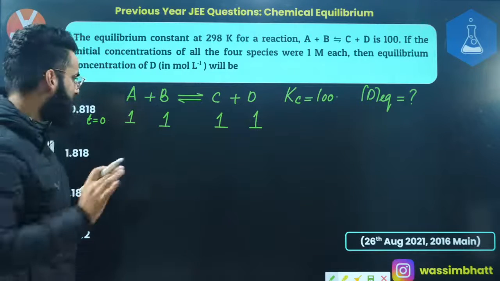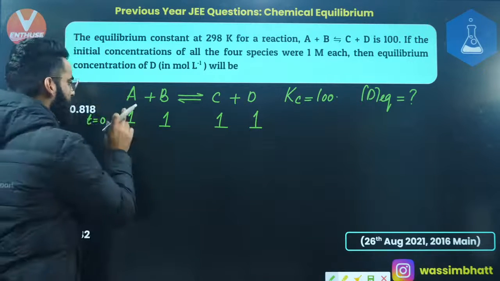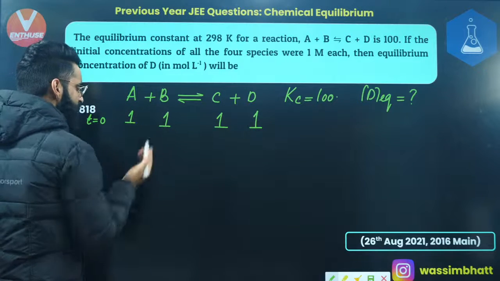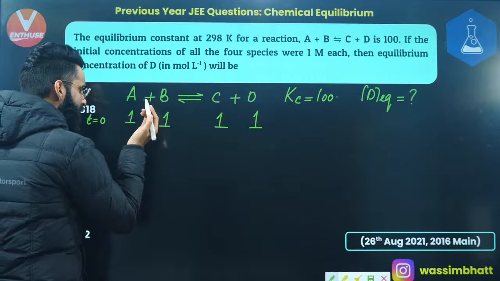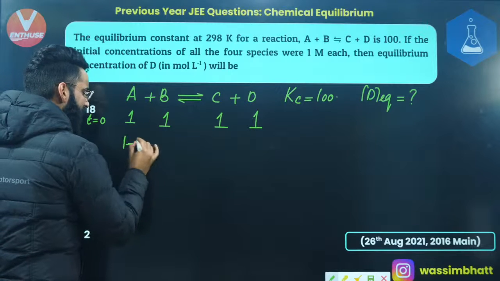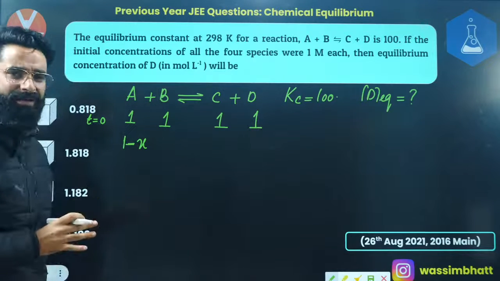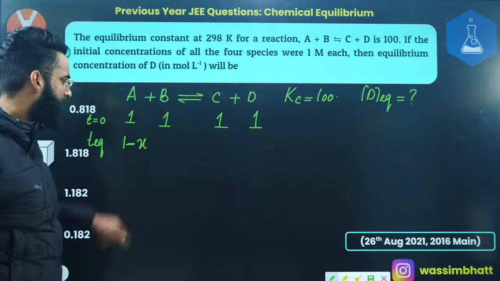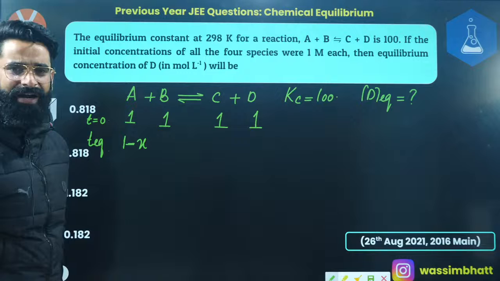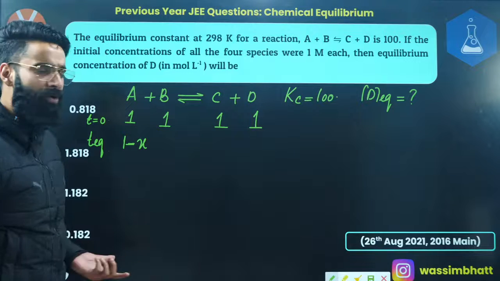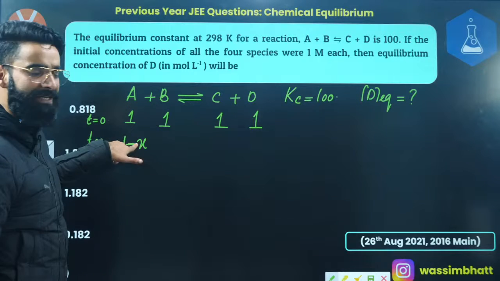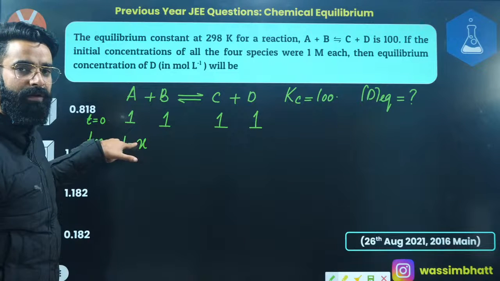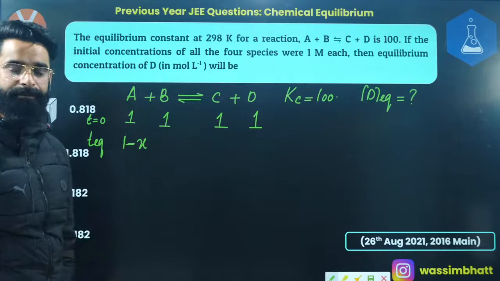Now I'm assuming out of 1 mole of A, let's assume X moles would have reacted with B, okay? So I'll be left with 1 minus X moles of A in the container at equilibrium, or you can directly treat it as the concentration as well. So this is basically 1 minus X. This is the concentration of A left when equilibrium is attained in the reaction, right?